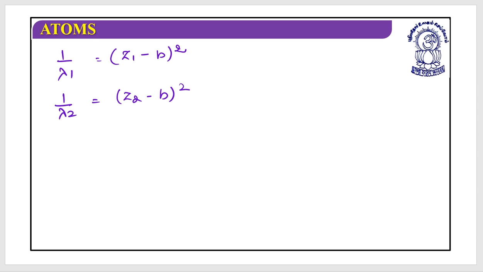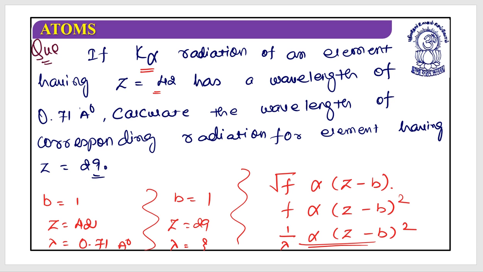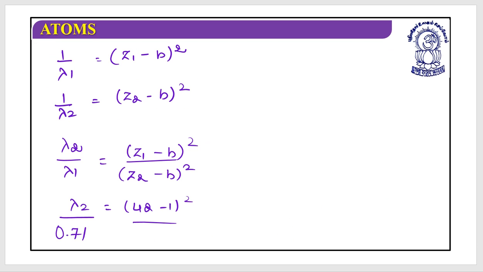So if I take a ratio of this, lambda 2 divided by lambda 1 is equal to z1 minus b whole square divided by z2 minus b whole square. So lambda 2 divided by lambda 1, it was 0.71 Armstrong, would be equal to z1, the first element. The first element was having 42. Yes, 42 minus 1 whole square divided by the second element. The second element has 29. So this is 29 minus 1 whole square.